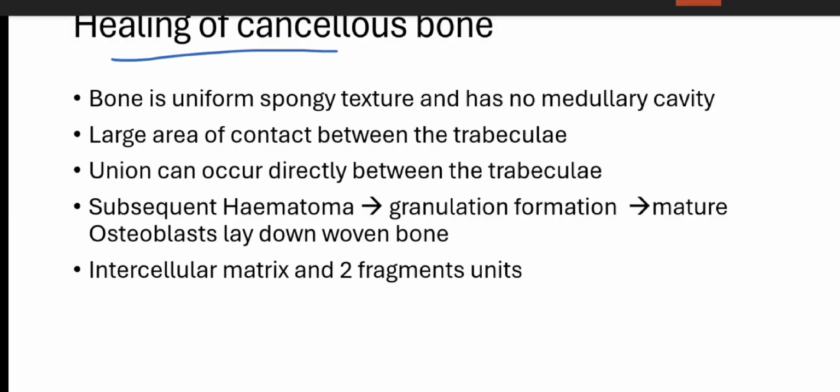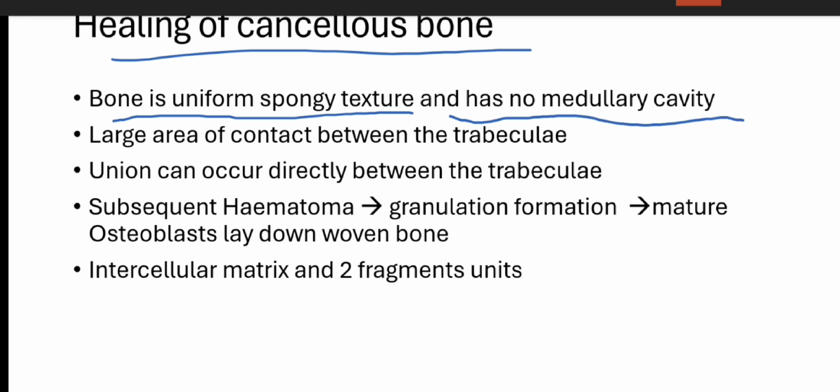Healing of the cancellous bone. So till now we have seen the healing of the cortical bone, and I've already told you that the healing of the cortical bone is much slower than that of the cancellous bone. So cancellous bone healing is a little faster. So the bone has a uniformly spongy texture and has no medullary cavity.